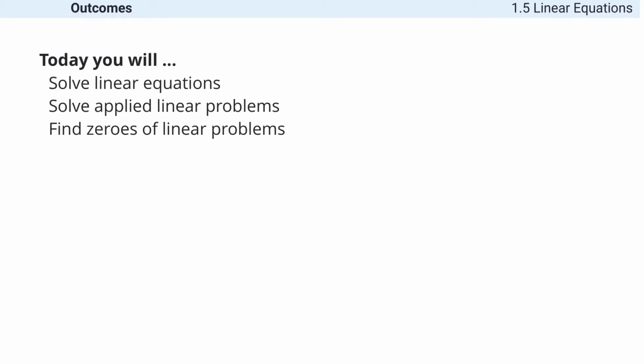In this video, we are going to look at linear equations. We'll solve a couple of simple ones, and then we'll look at some applied linear problems, and finally look at the concept of what a zero is.